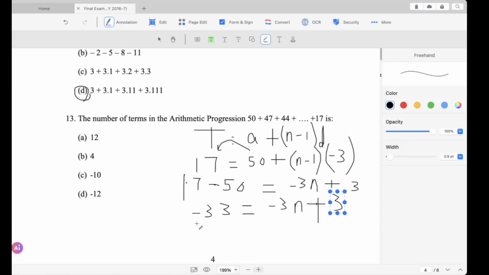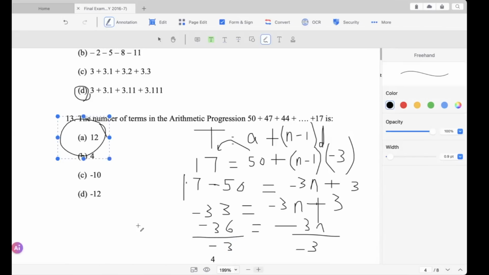Carry the 3 over, so this is minus 33 minus 3. So that would be minus 36. So I have minus 36 equal minus 3n. Remember how I got minus 36? Carry this over, it becomes minus 3. So minus 33 minus 3 gives you minus 36. And then divide both sides by minus 3. And when you divide this, you should be seeing that n is equal to 12.